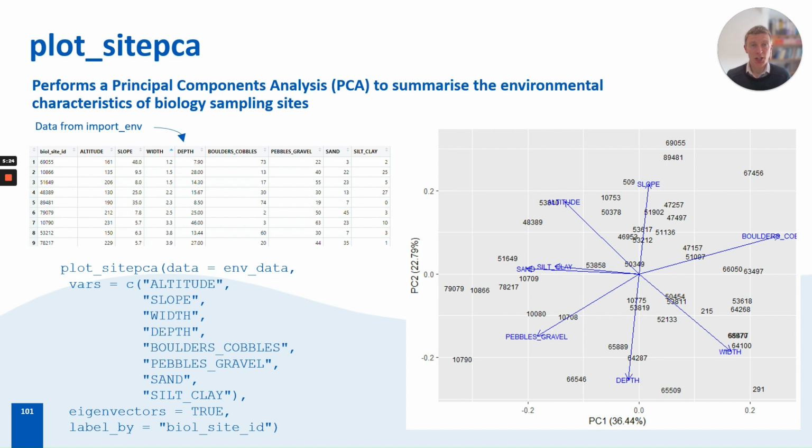So this plot sites PCA function is a useful precursor to confirm whether we want to keep all the sites in our calibration dataset or whether we wish to exclude any on the basis that they are atypical.